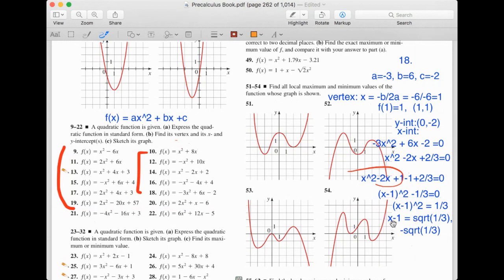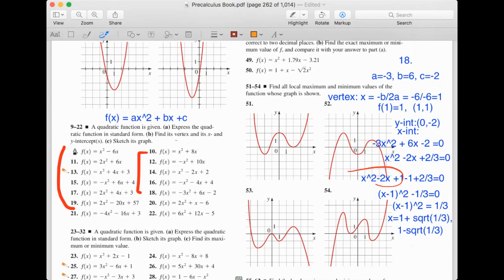So that means I move -1 to the other side. I can fix my solution. That would be x equals 1 plus the square root of 1/3 and 1 minus the square root of 1/3. So I get two values, right? This is my x-intercept value. One point is (1 plus square root of 1/3, 0). Another point is (1 minus square root of 1/3, 0). You can use a calculator to find the exact value of the square root of 1/3.